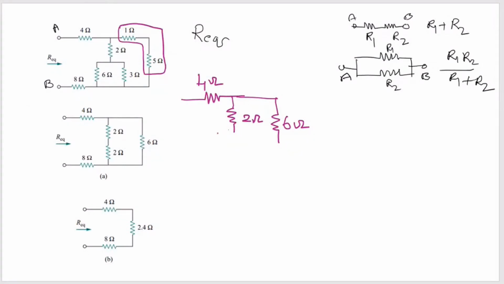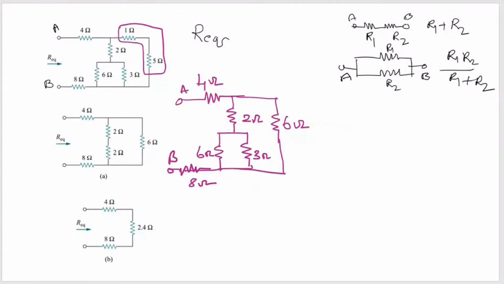And here you can see there are two resistances, 6 ohms and 3 ohms. How are they? They are in parallel. So here 8 ohms resistance is there, and this is your terminal A and terminal B.